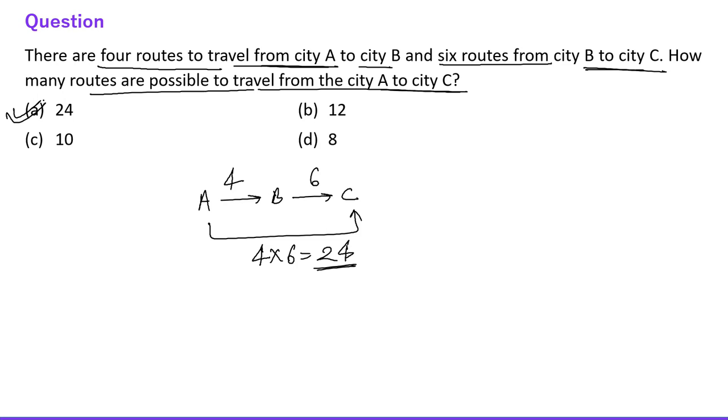This is a simple question, provided you know how to solve these questions. If you know how to solve, this question is simple for you. But if you don't know how to solve, then obviously if you're counting by drawing from city A to city B, there are 4 routes, and then from B to C, there are 6 routes, then this question will become a very cumbersome question and it will take a lot of your time.